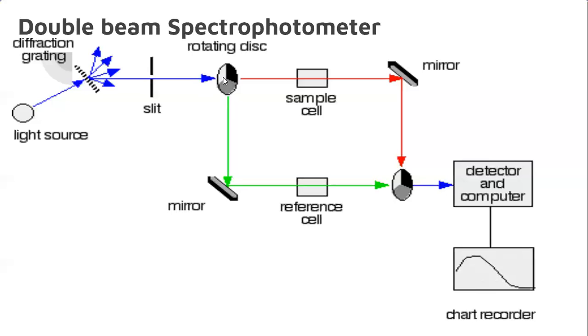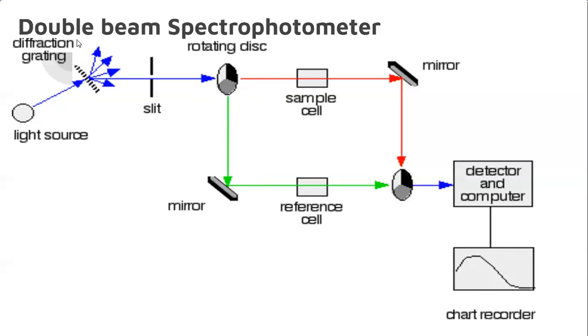Okay, and this is a rotating disk. By rotating this disk, when the light falls on this shaded part, it will be blocked. When the light falls on this part, it will be sent into the sample cell. And if the light falls on this side, it will be sent into the reference cell. So here, after the rotating disk, we have two cells.